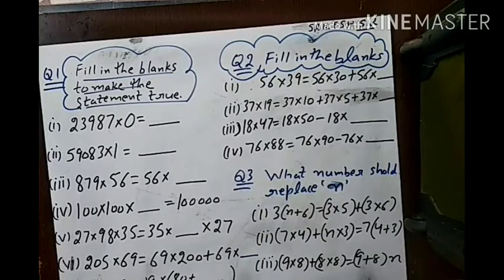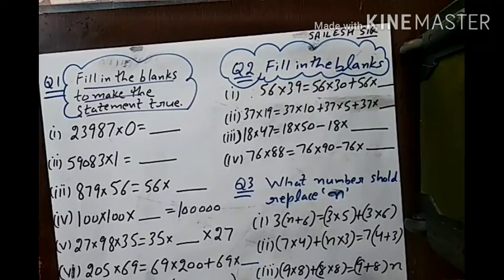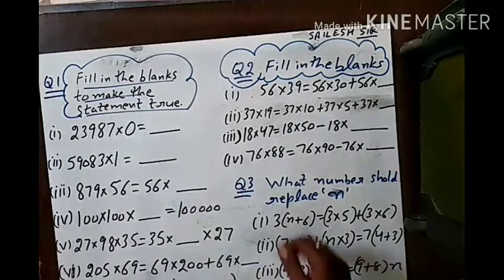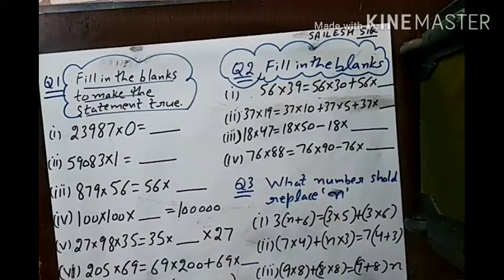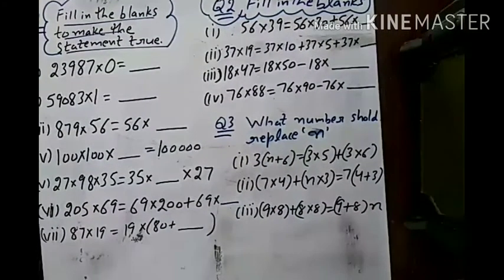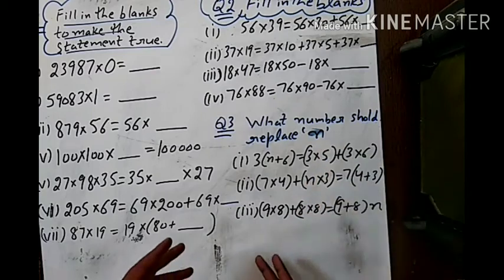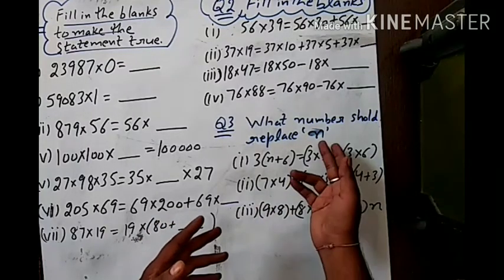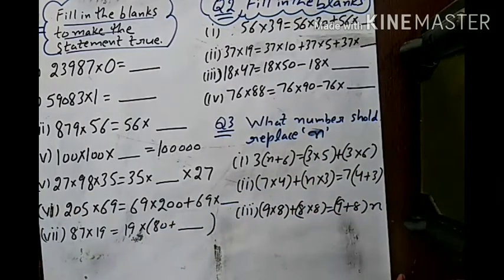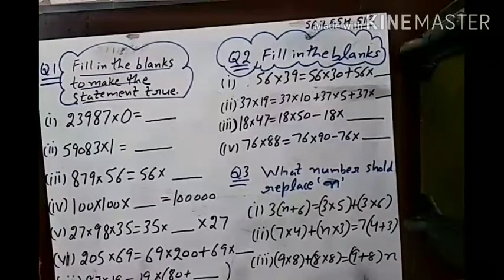Good morning students. In this video we will learn the application of the properties to some questions which are in the form of filling the blanks. Question number 1 is filling the blanks, question number 2 is filling the blanks, and question number 3 is in the multiplication form of n. We have to put the value of n to make the left hand side equal to the right hand side. So let's start.